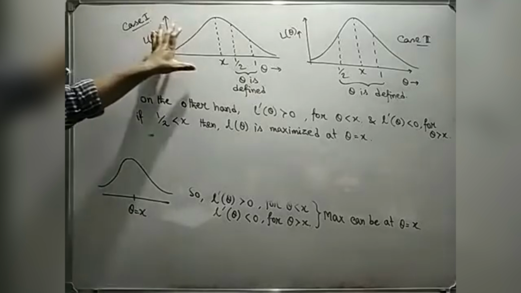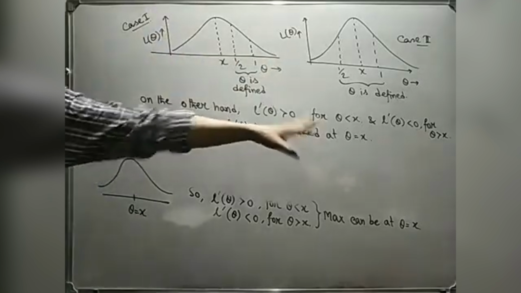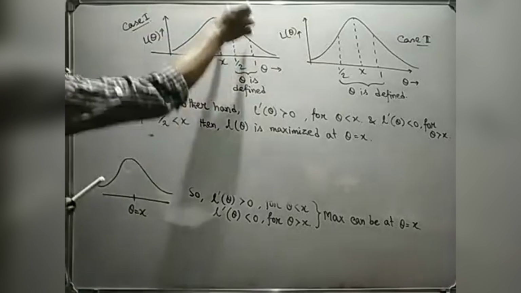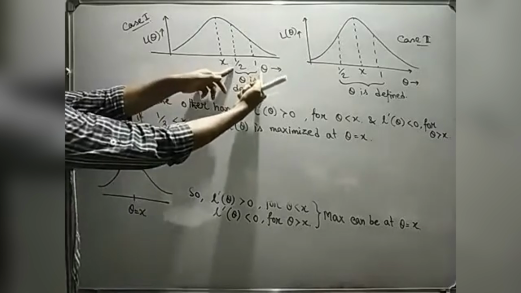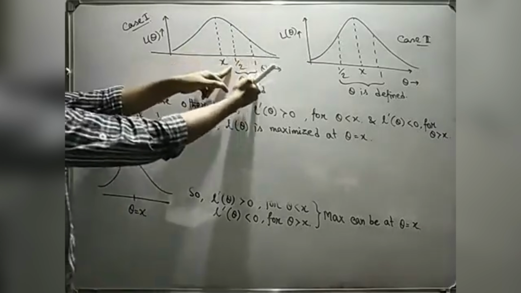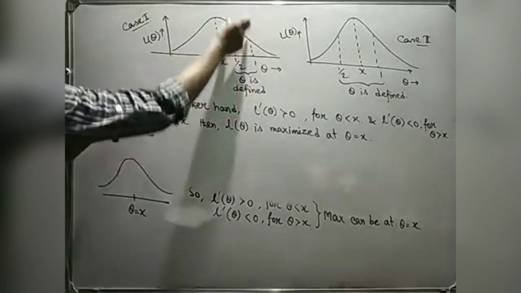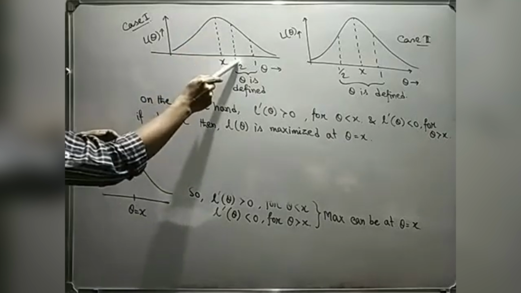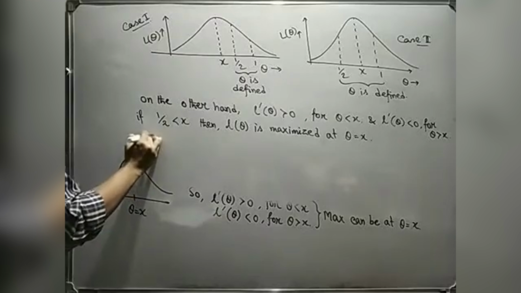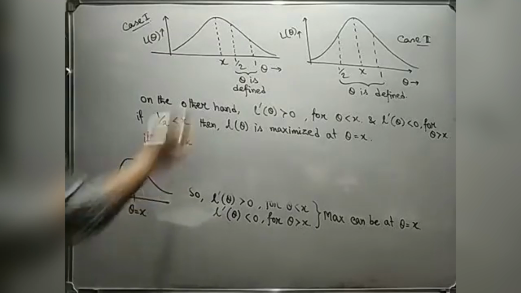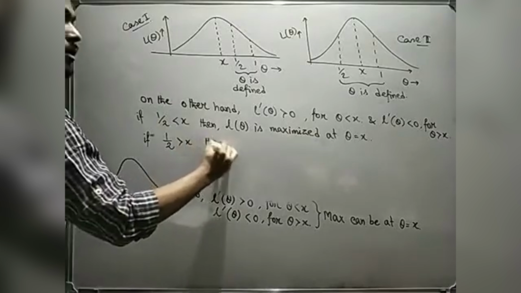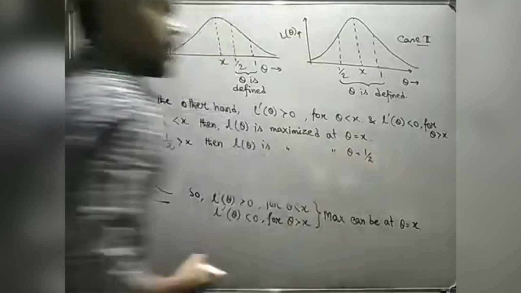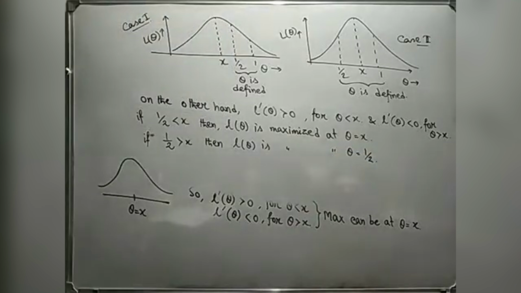So what will happen for case 1? For case 2, we get the maximum value at theta equal to x. But for case 1, we just have to concentrate on this region only, and we have to check in this region when L theta is maximum. Now, if we see this region, L theta is maximum at theta equal to half. You can see that, okay? So if half is greater than x, that means for the first case, then L theta is maximized at theta equal to half.